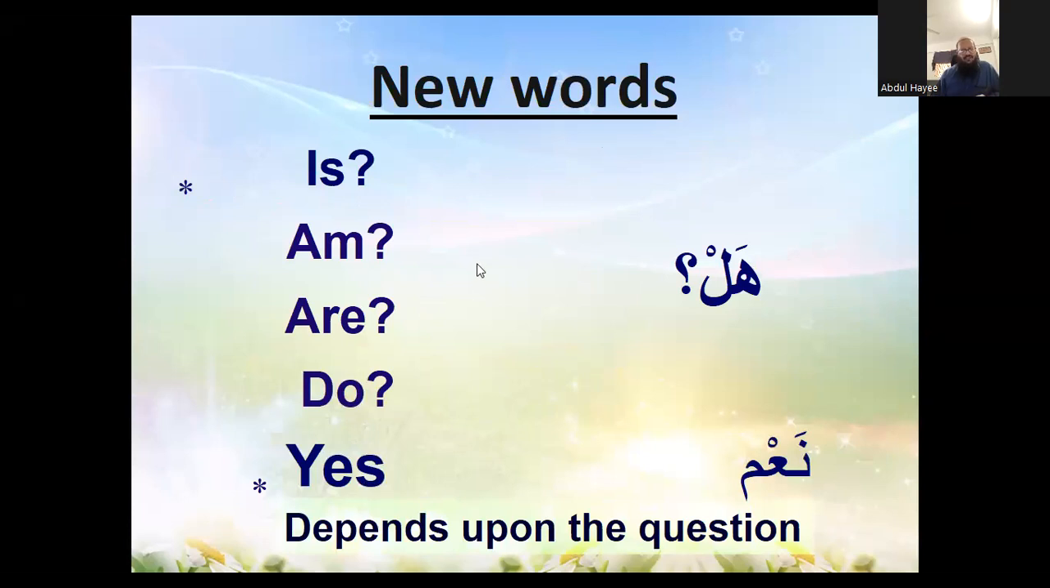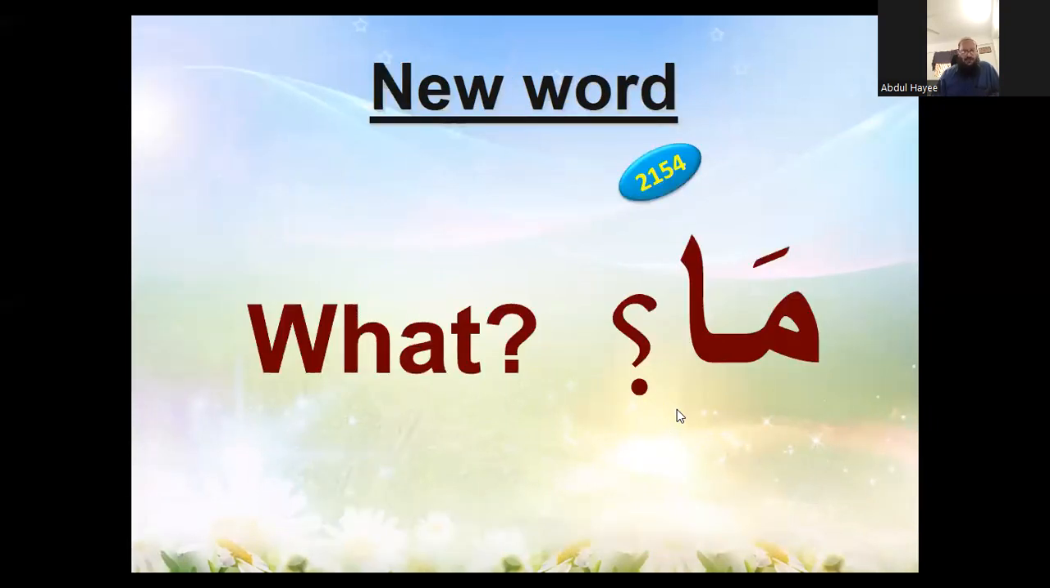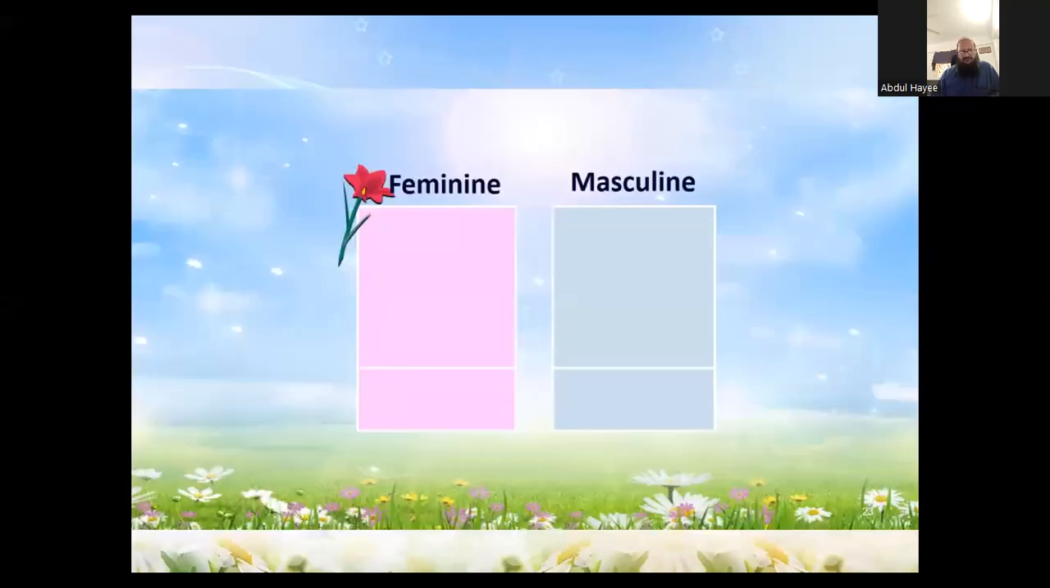Okay. We have a question sign, hal. Hal means question. It means is, am, are, do, whatever. It depends where it is used. And na'am means yes. And ma means what. Ma is also used for question.